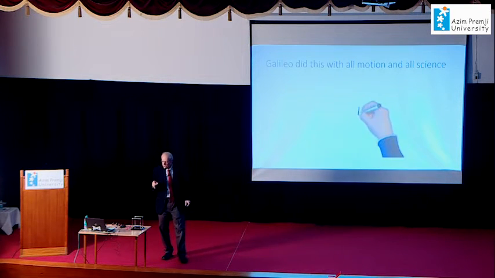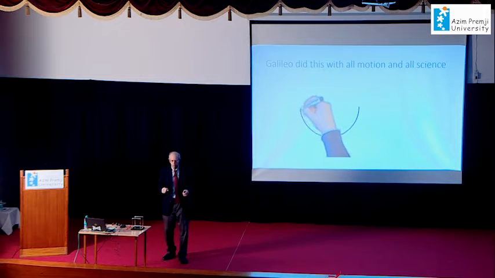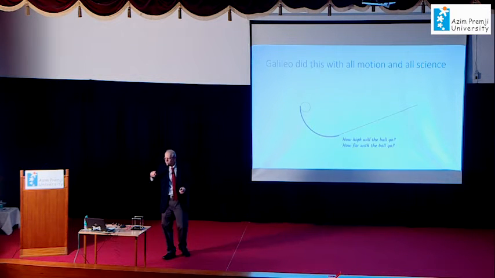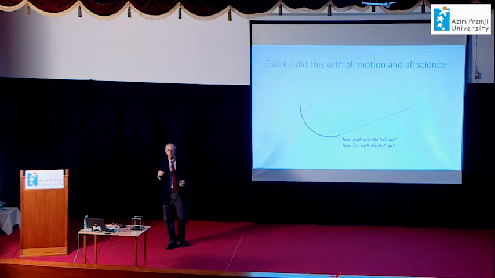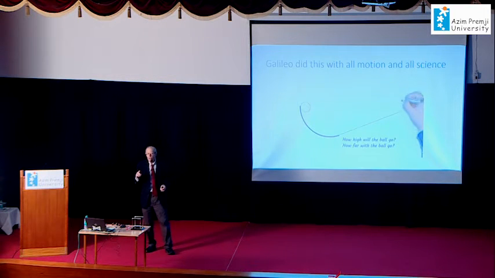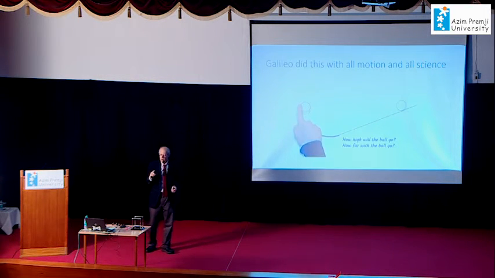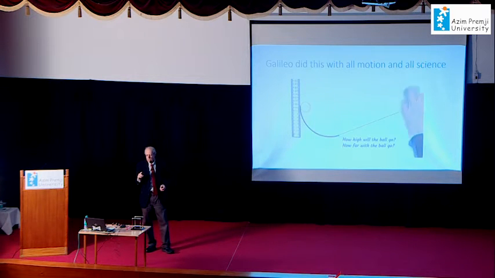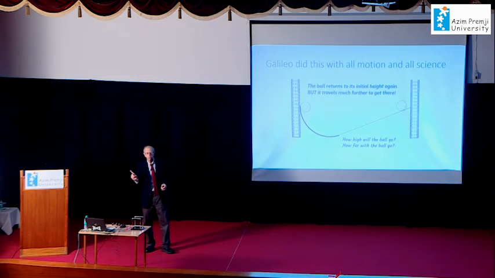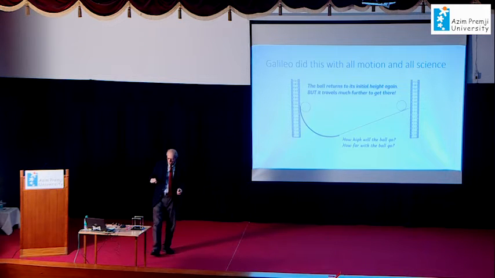So he constructs another ramp, and he has the ball go down. But this time, the other ramp is longer on that side. And he rolls the ball, and he says, how high will the ball go now? How far will the ball go now? And what he finds is that the ball goes, again, to the same height as he measures. But to get to the same height, it goes much further. So this is a good thing. Let's do the experiment one more time.